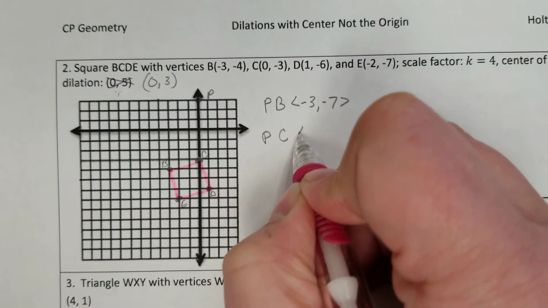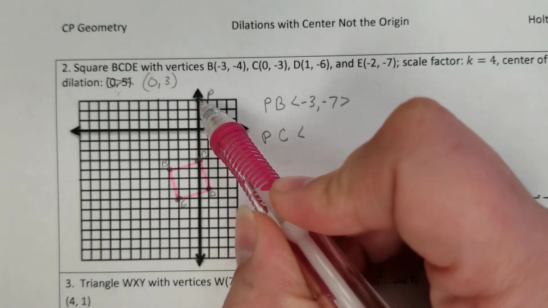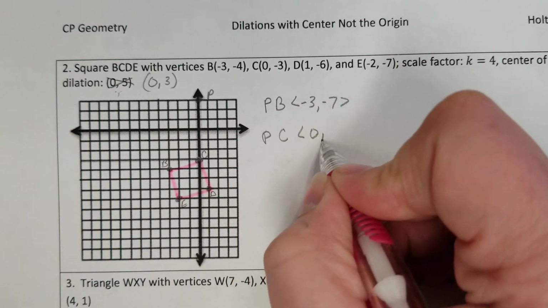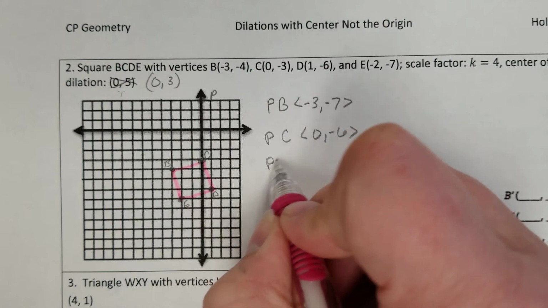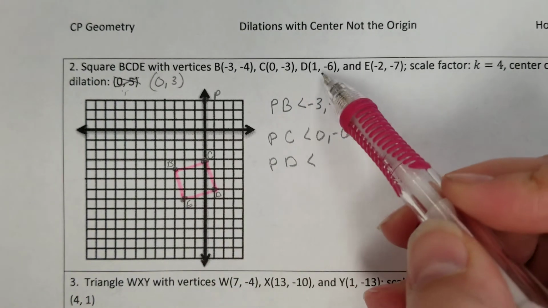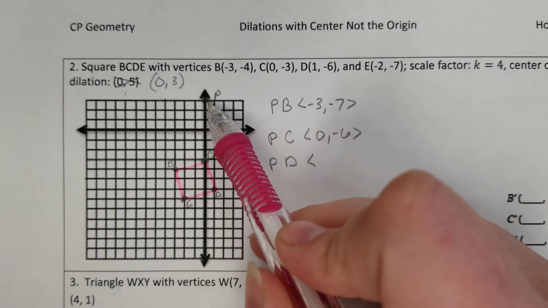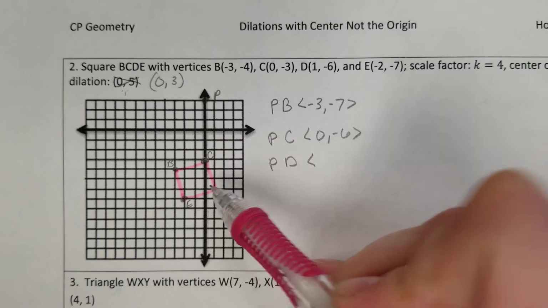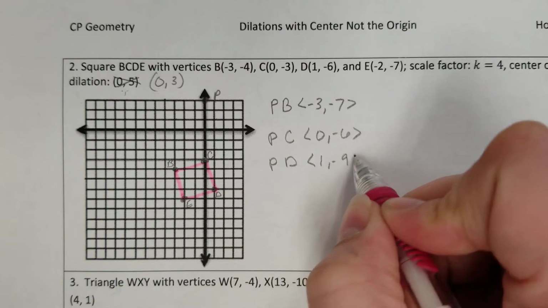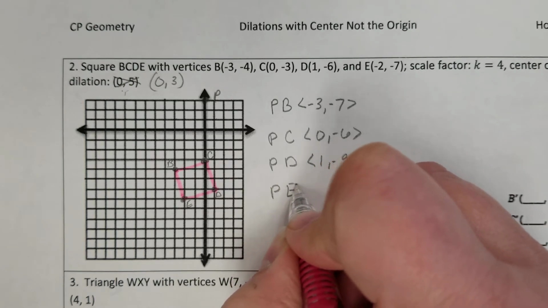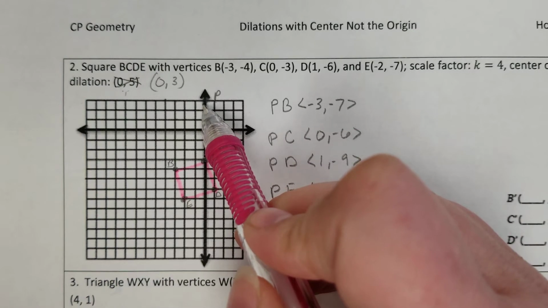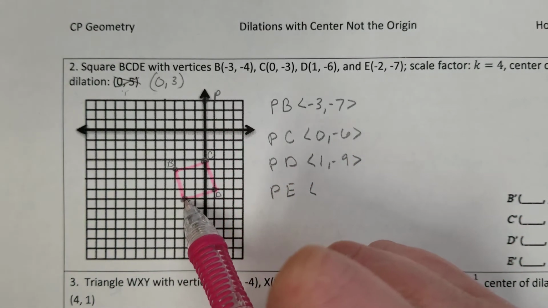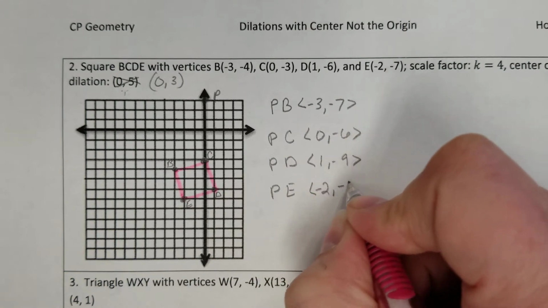And then P to C. So we're starting here, and we're not going left to right any. We're just going 1, 2, 3, 4, 5, 6, down 6. So 0, negative 6. We have PD. So if I'm going from P to D, we're going to the right 1, and then 1, 2, 3, 4, 5, 6, 7, down 9. So we have 1, negative 9. And then P to E. So you have to go to the left 2. And then down 10. So we have negative 2, negative 10.